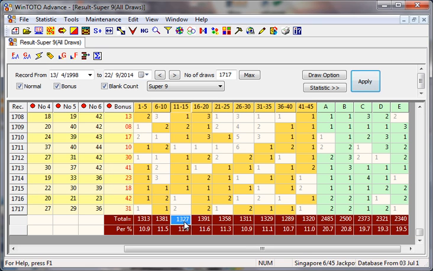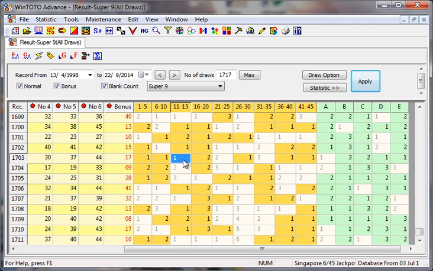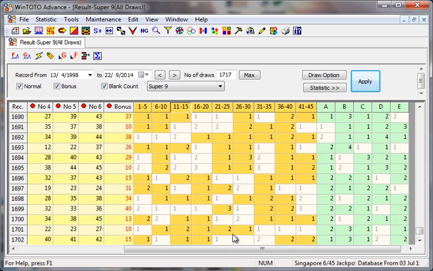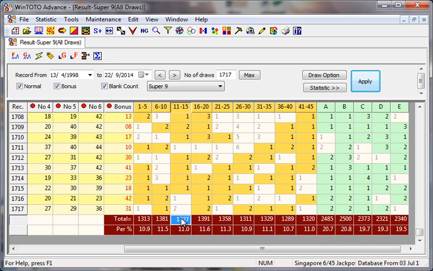Whether 11 to 15 will have another number, although it has had 2 draws with no show, my concern is that there are situations whereby it can even stop for 3 draws. So I think it's a little bit difficult to really gauge here, and I'd rather give it a miss.